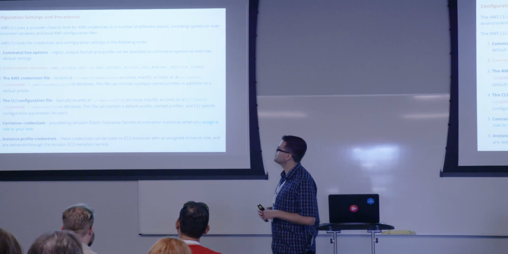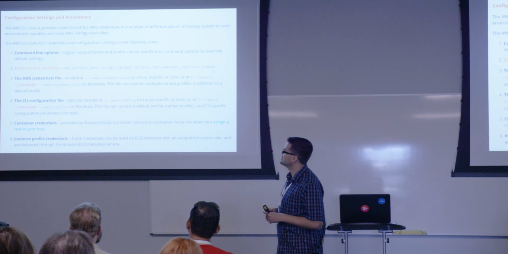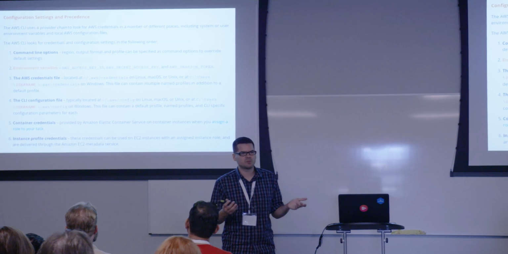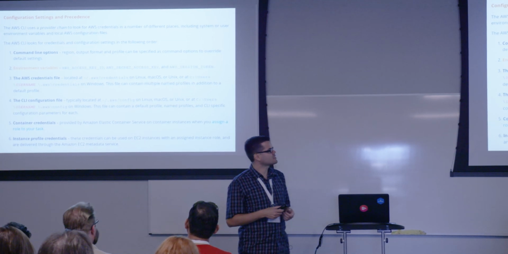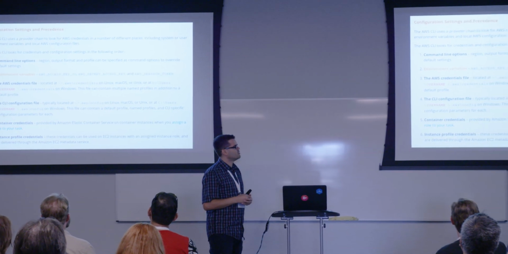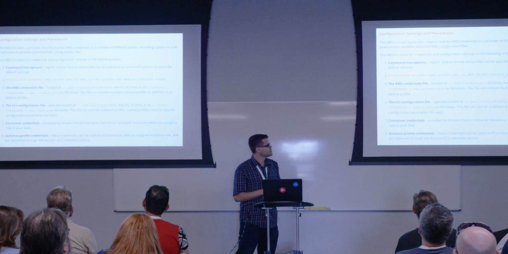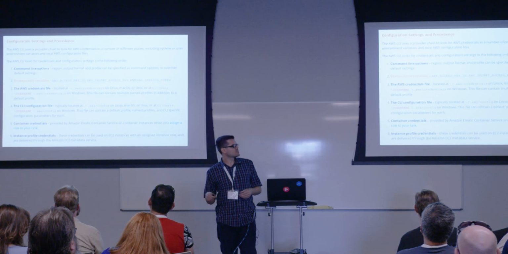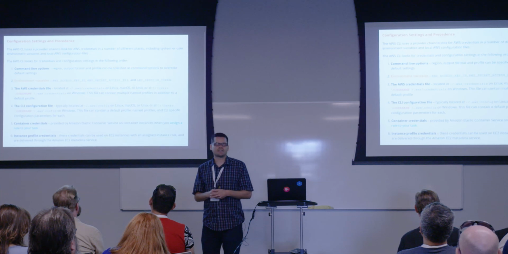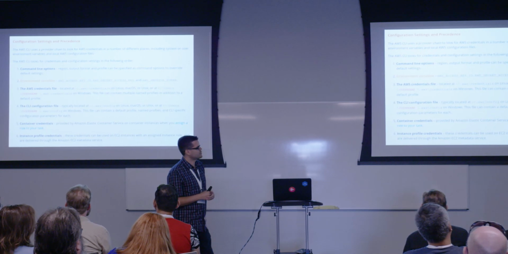Next up is environment variables. So you can set your access key ID, your secret access key, AWS session token, lots of other things can be set in environment variables in your shell. And that's the next order of precedence. After that is your credentials file, which we looked at a second ago. And after that is your configuration file. Next up is your container credentials. So this really is only relevant if you're using Amazon's Elastic Container Service. And then lastly is instance profile credentials.